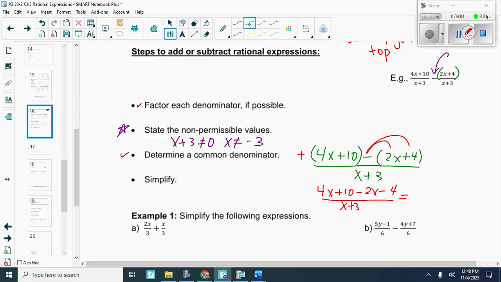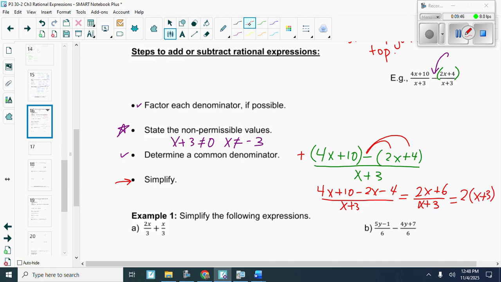Now you can collect like terms. How many x's do we have? We have positive 4, we have negative 2, so altogether we have 2 x's. And then we have 10, subtract 4, that gives us 6. Now, final step, simplify. Now that we've collected all of our terms, we might need to factor it. Up here, 2x plus 6, could we pull out a GCF? Yeah, we do. So we're going to take out the 2.